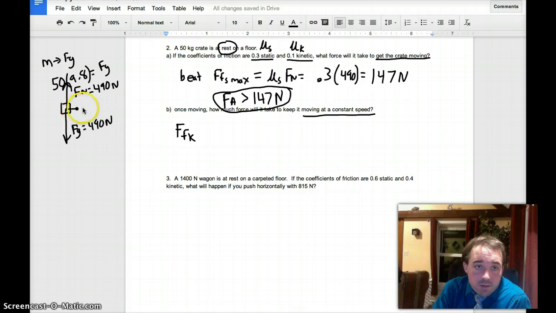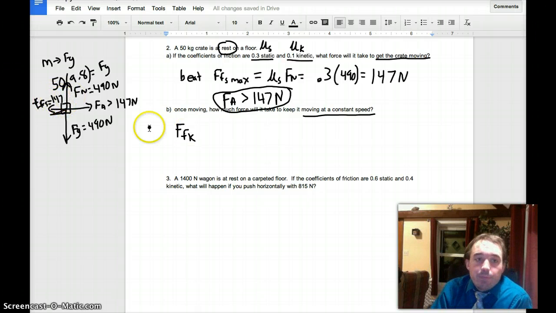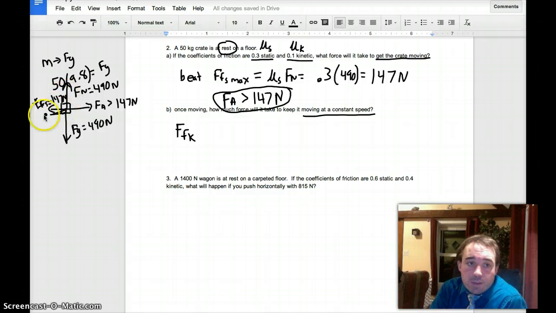By the way, up here, my applied force, you can put greater than on a free body diagram because this isn't a very distinct problem. It doesn't say what direction, so I usually put the applied force to the right, unless otherwise forced to. So that's what I would do. 147 as well. So static friction force to the left, 147, as long as my applied force is greater than 147, then I got it to move.